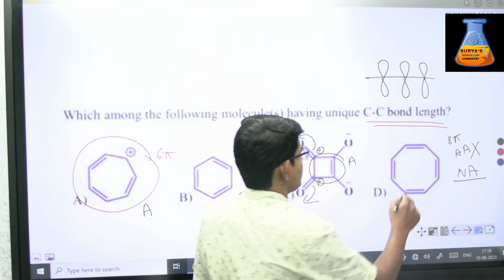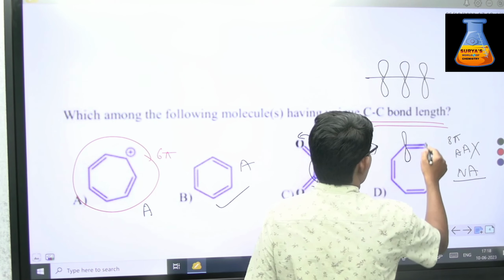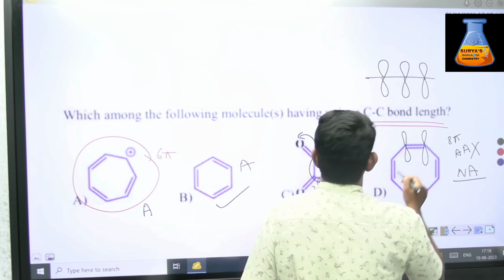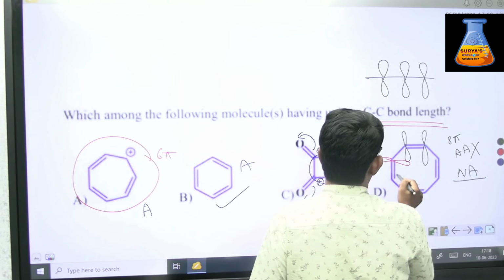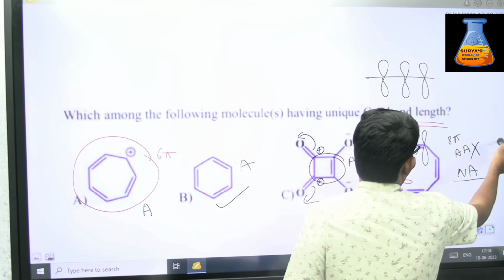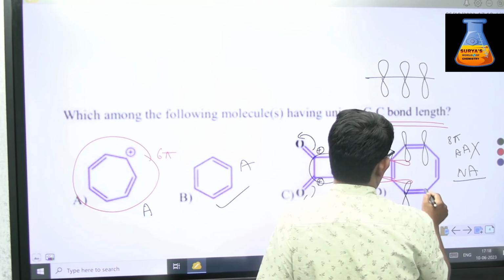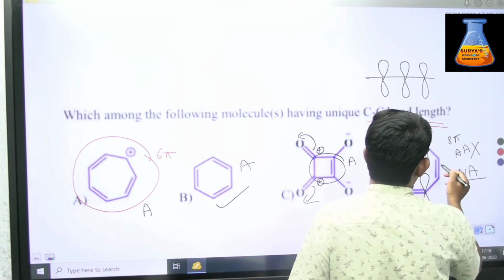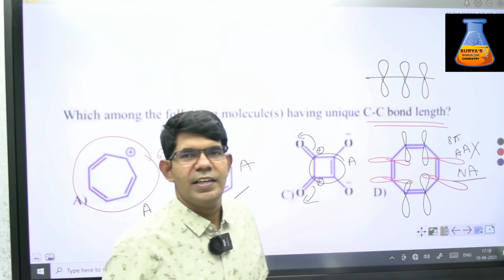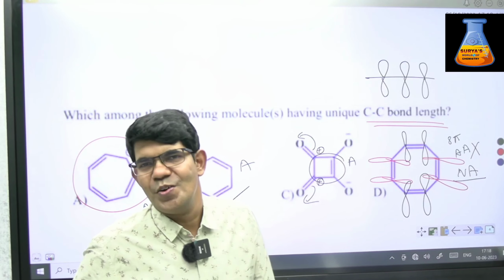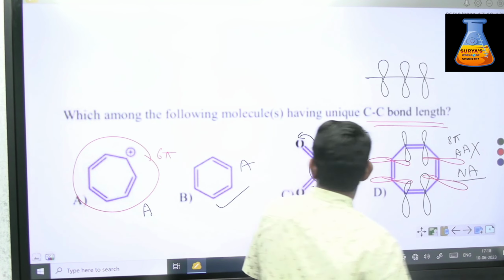But here what happens? These 2 p orbitals are on the same plane, but the other p orbital is perpendicular. Again, these p orbitals are on the same plane, and the other 2 p orbitals are perpendicular. So in this case, do you expect conjugation? No. So what is the final answer, guys?